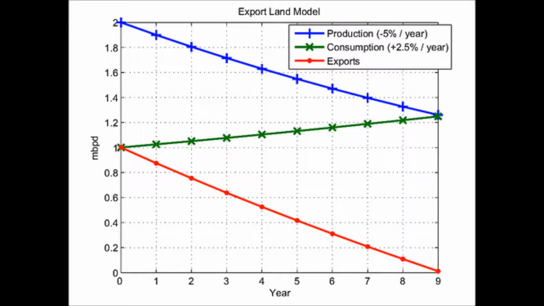This leads the exports to go from 1 million barrels per day, because you subtract consumption from production to get exports, to, after a 9-year period, the country exporting zero oil. And probably the next year after that it would become an oil importer. This is an important model for looking at nations that have already peaked.